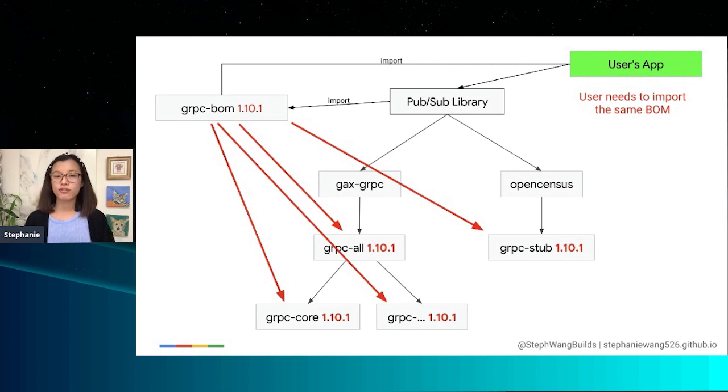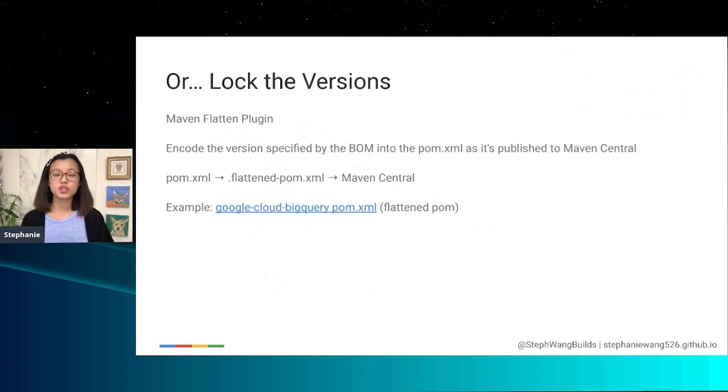So this is not a preferred way, and it's the kind of burden that we would rather not exert onto our users. Now, alternatively, and this is a strategy that we went with, was to lock in the versions. Now, what do I mean by that? There is an existing open source plugin developed by Mojo House called the Maven Flatten plugin. What it does is it encodes the version specified by the BOM into the POM file, and then it gets published to Maven Central.